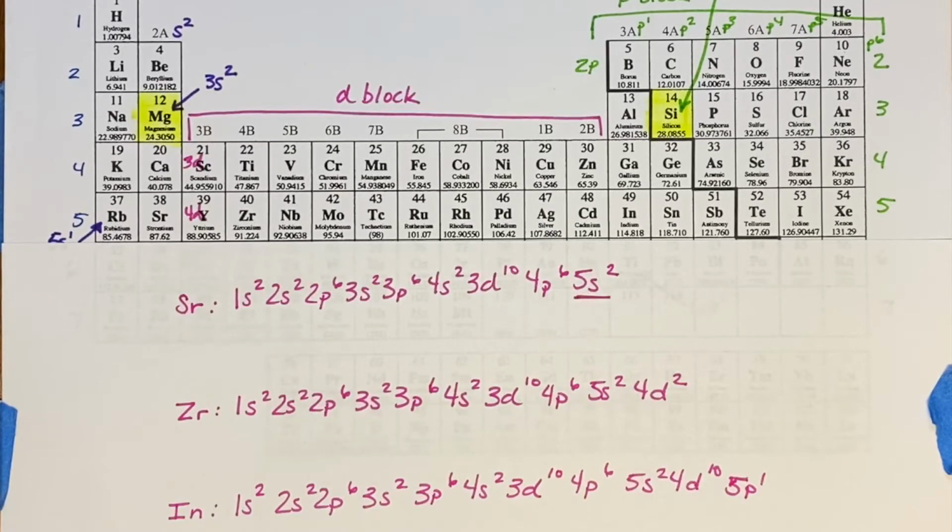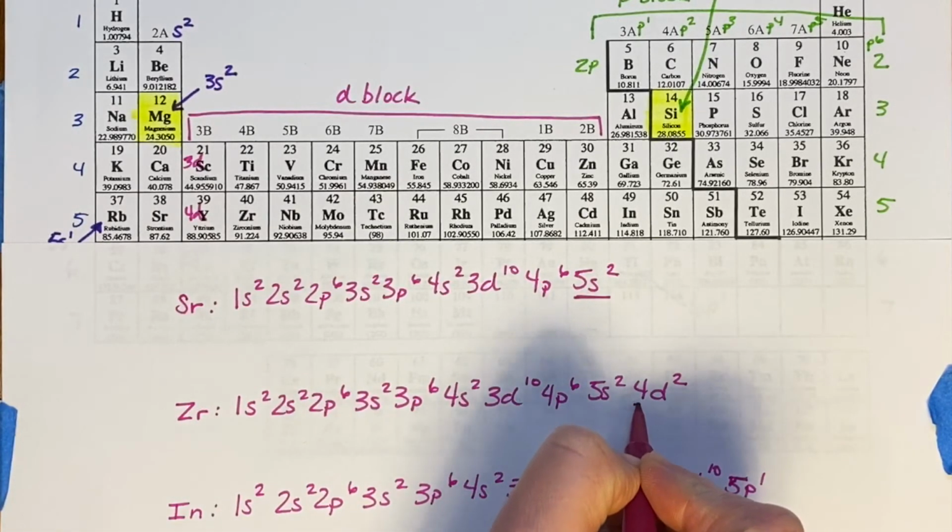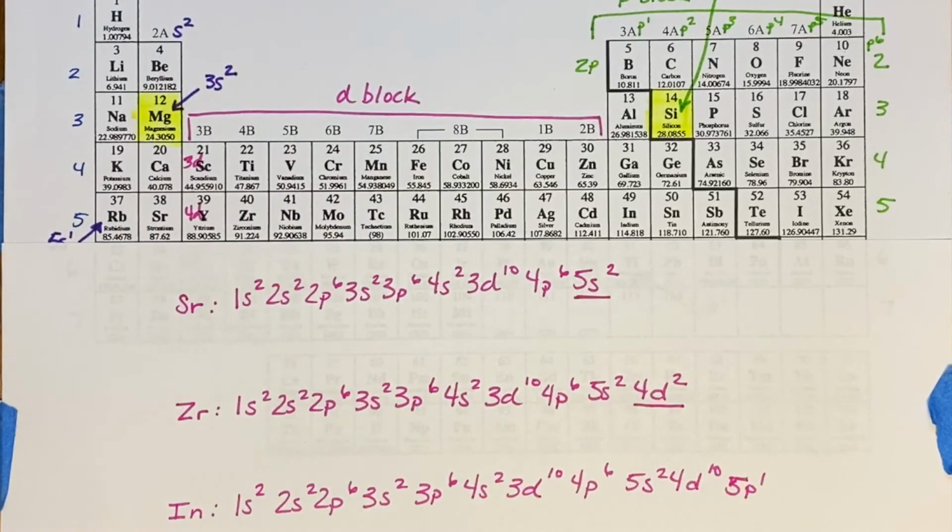For zirconium, based on its position on the periodic table, it's in the d block, it's in the 5th period, it's the second element of the d block. Based on that, we know that its highest energy electron is going to be placed into a 4d orbital, and its electron configuration is going to end in 4d2. So as we place all of those electrons, we have 1s2, 2s2, 2p6, 3s2, 3p6, 4s2, 3d10, 4p6, 5s2, 4d2.